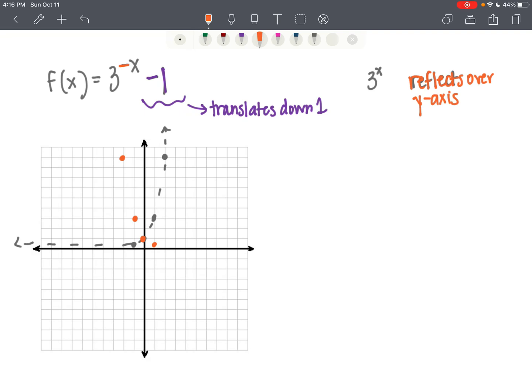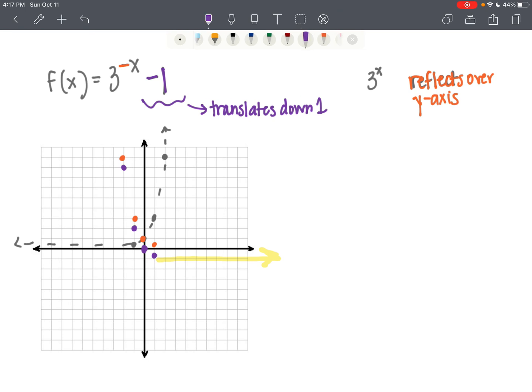Then we're going to take each one of those points and translate down. Now before I draw the curve, my asymptote that is normally going towards negative infinity on the x-axis, reflected over the y-axis, is going towards positive infinity. Likewise, the translate down has brought that asymptote down to y equals negative 1.